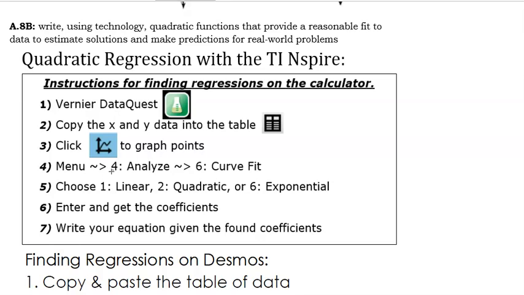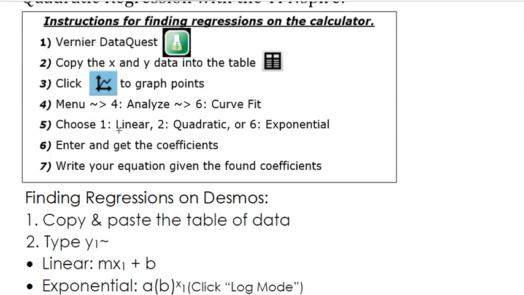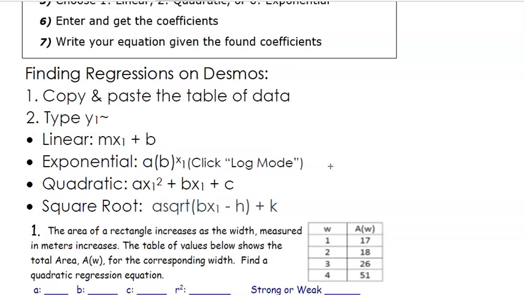You want to click Menu, 4 Analyze, 6 Curve Fit. Choose 1 linear, 2 quadratic, or 6 exponential. We're talking about quadratics right now, so you would click 2. Enter to get the coefficients. And then you would write your equation given what is in the box for your found coefficients.